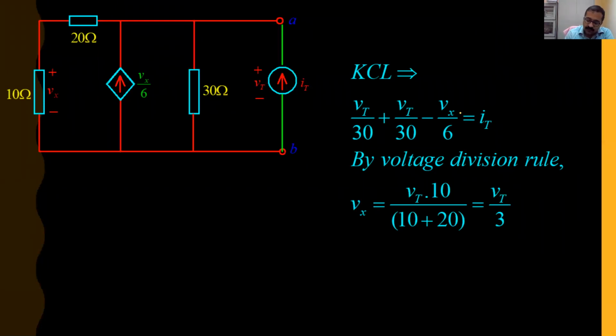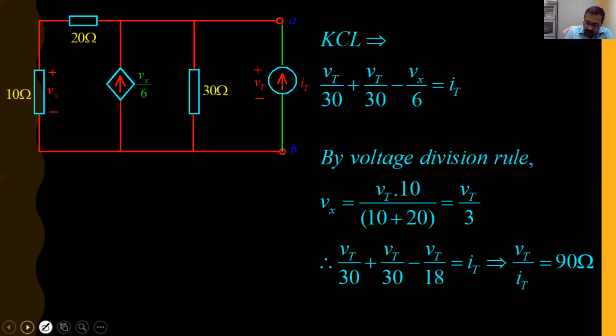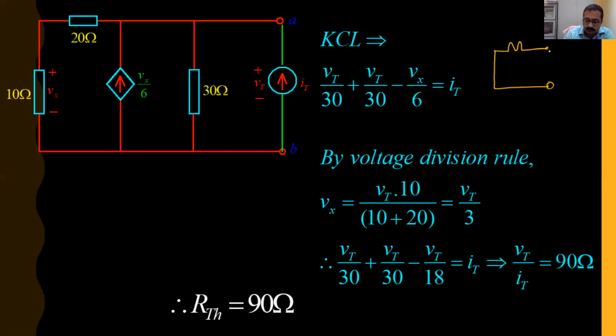You put here Vx equal to VT by 3. Instead of Vx, you can substitute in terms of VT by 3. So what will you get? You will get VT by 30 plus VT by 30 minus VT by 18 equal to IT, which means VT by IT equals 90 ohm. So your Thevenin impedance simply comprises a resistance RTH. So this will be your Thevenin equivalent in this case. RTH will be 90 ohms. I hope this is clear to you.